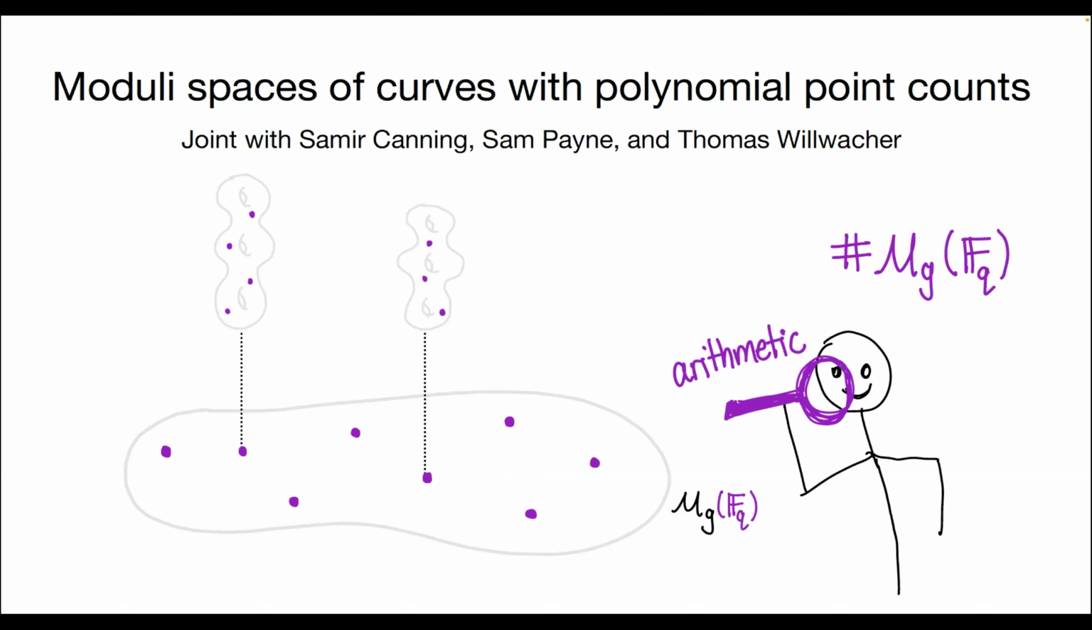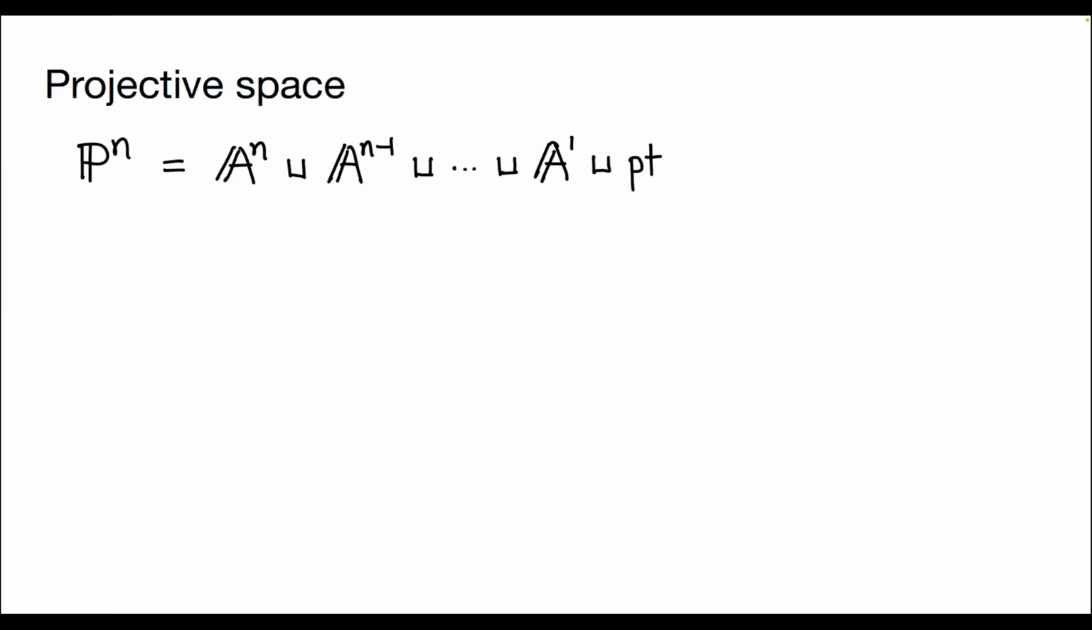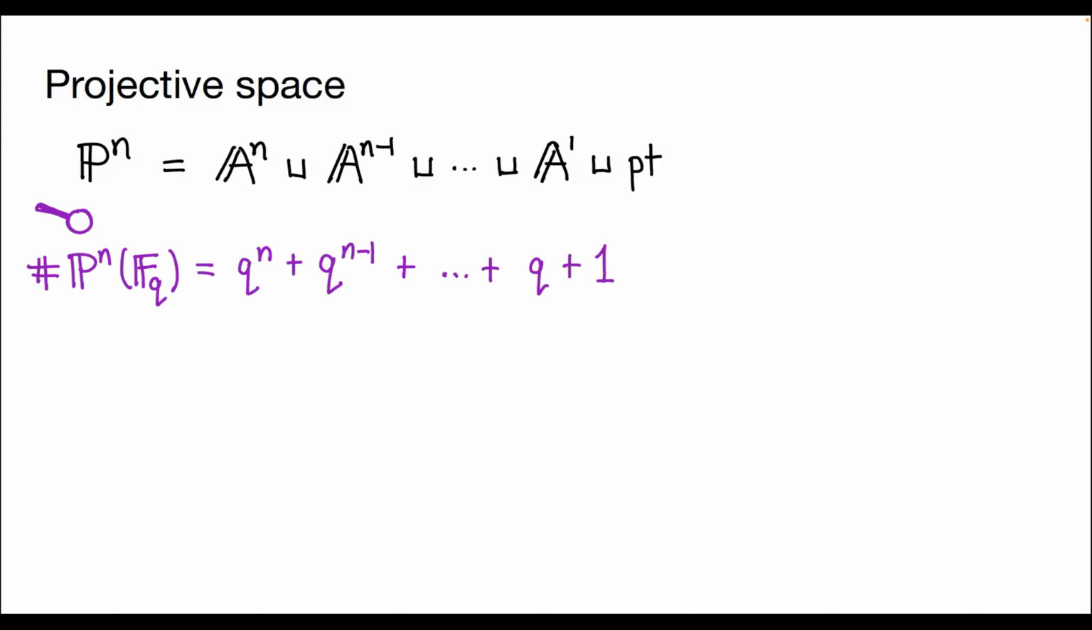So as some motivation and a preview of some of the ideas in action, let's take a look at the example of projective space. So projective space has this nice affine stratification. And if I want to use that to count points, well, I can just count up the number of points in each of these strata and add them up. So I get q^n + q^(n-1) all the way down, plus q plus 1.